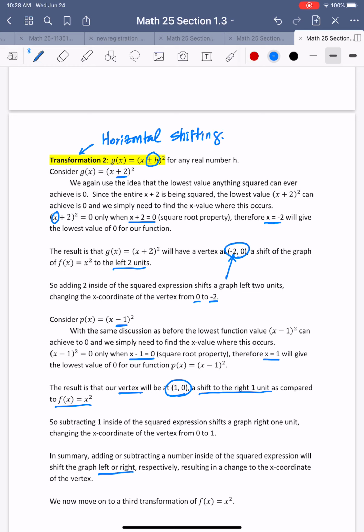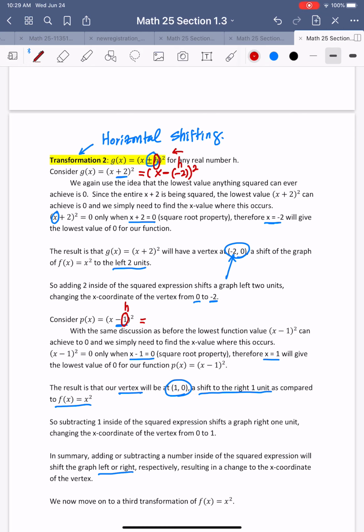But one thing that we need to be careful with in horizontal shifting is this h that we need to watch out for. It's not about the sign of the number itself. You can write this one as x minus negative 2, squared. Since negative 2 is h, that's why you shift to the left. But this one is already x minus 1, so this is h right now. That's why you shift to the right 1 unit.